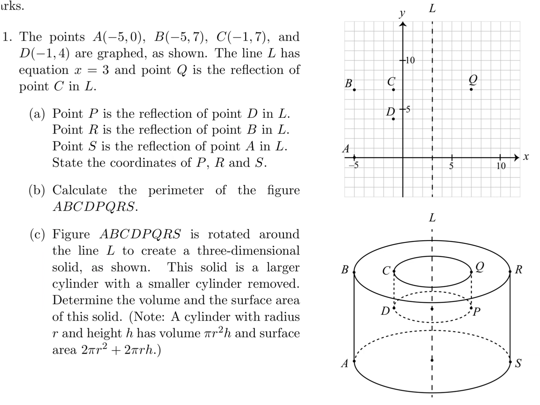The points A, B, C, D are graphed as shown. The line L has the equation x equals 3, and the point Q is a reflection of C in L. Point P is a reflection of D in L, R is the reflection of B in L, and S is the reflection of A in L. State the coordinates of P, R, and S.